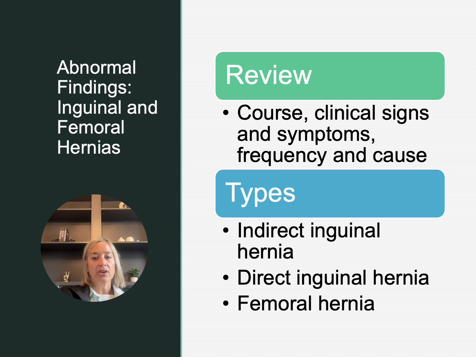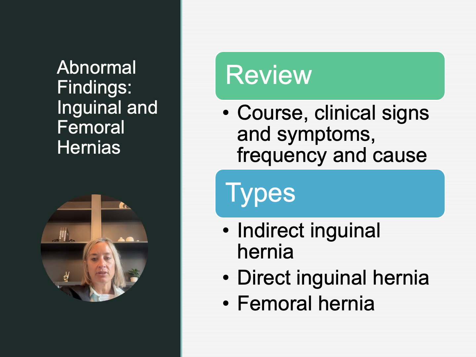Indirect inguinal hernia is the most common type and often congenital. It occurs when a portion of the intestine or fat pushes through the inguinal canal, typically following the pathway of the descent of the testicle. It can occur at any age.